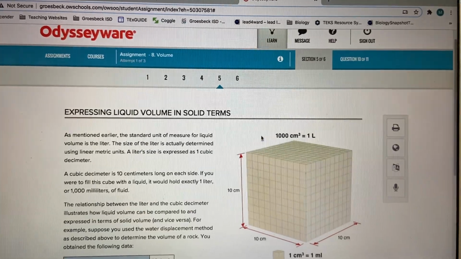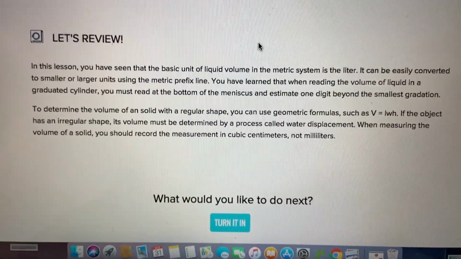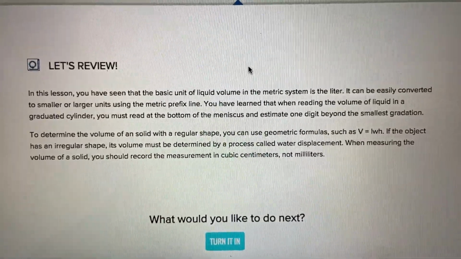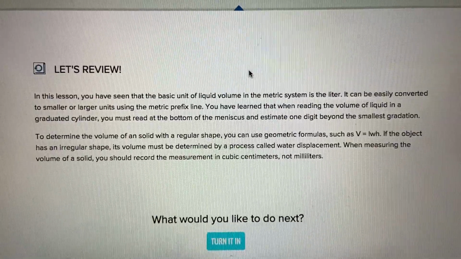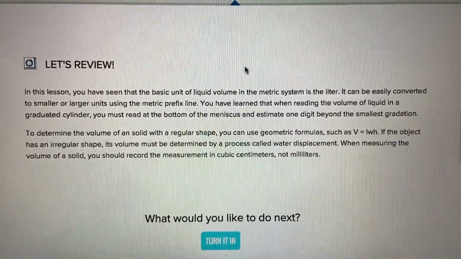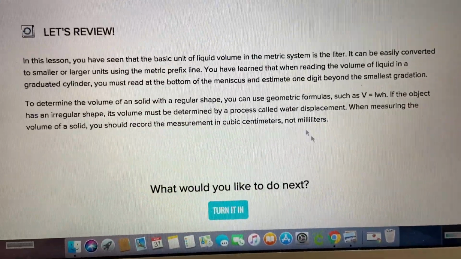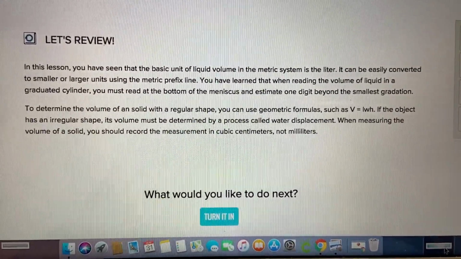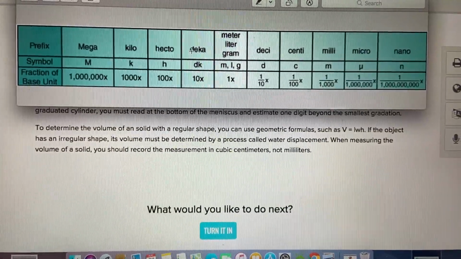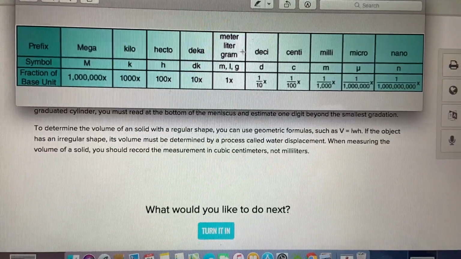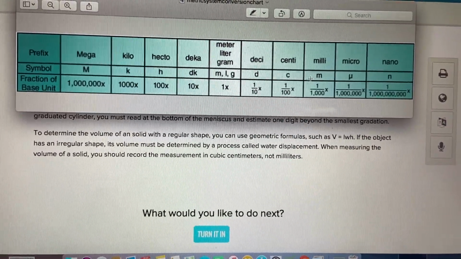Okay, so that is time to review. So, to sum it up, we've learned that the basic unit of liquid volume in the metric system is the liter. It can be easily converted to smaller or larger units using the metric prefix line, which it's talking about this thing, the KHD. This is where the U was, or sorry, that's a DK, a DCM, okay?